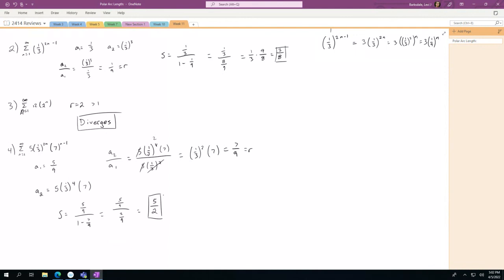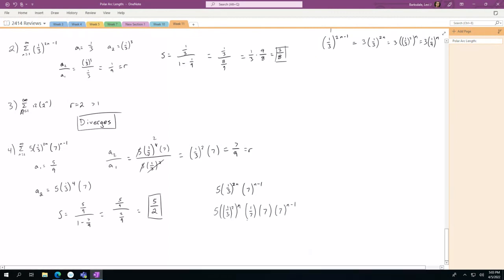Now, if I wanted to make my series look all pretty like I did in question 2, I can do that as well. So I can rewrite 5 times 1/3 to the 2n times 7 to the n minus 1 by doing 5 times 1/3 squared to the n times 1/7 times 7 to the n minus 1. Times 7. So 1/7 times 7 is just 1. So then times 7 to the n minus 1 as well. Right? Do you follow that?